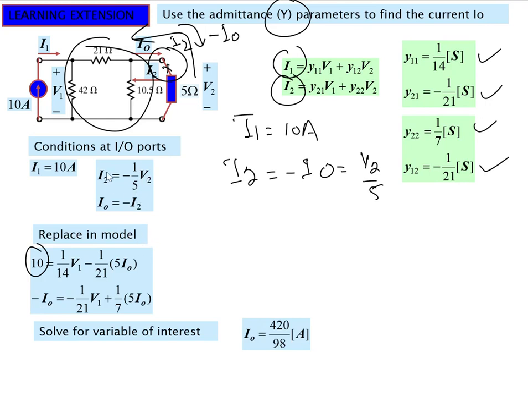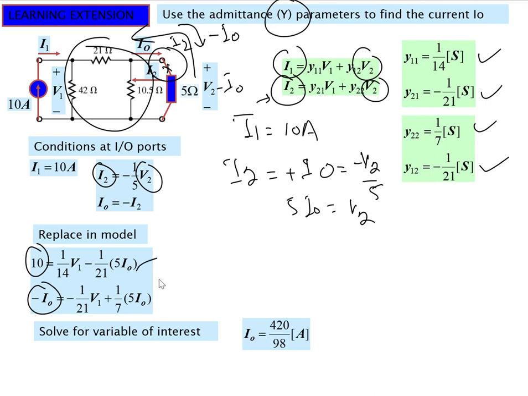This thing is I0 and this is V2, same as ours, but this thing is positive and this thing is negative because we have shifted the value. And after that we can see that our I2 is minus I0, so in place of I2 we put minus I0, and in the same case in place of V2 we put I0 into 5 here. So 5 I0 is V2.